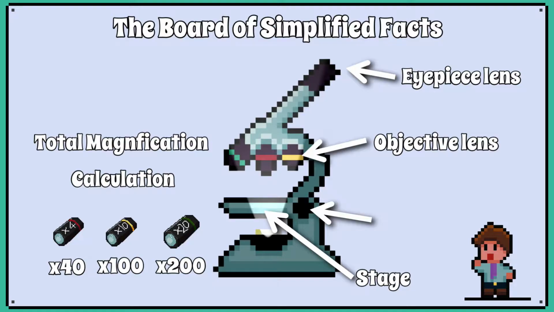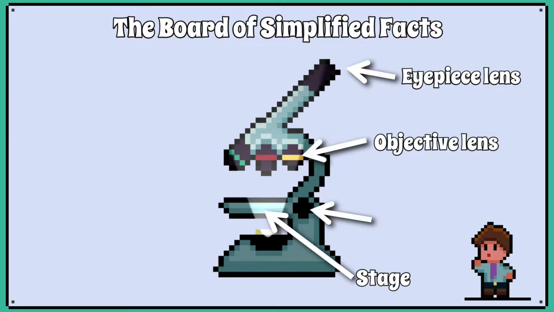Now the wheel on the side is the focus wheel. We use this to adjust the focus, which is basically how the light hits our eyes so that we can see the cells more clearly.